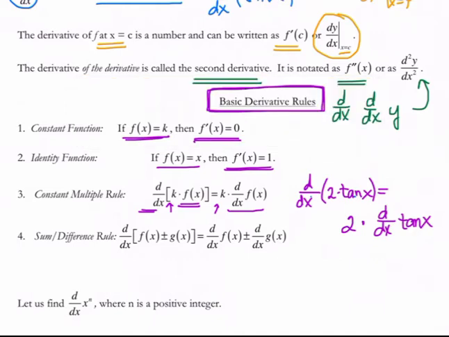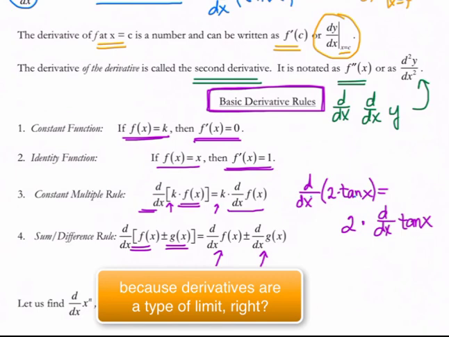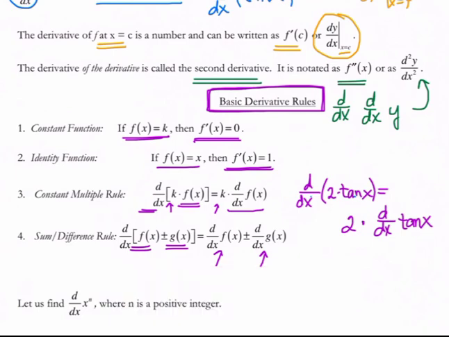This will be extremely useful. And the sum and difference rule says if you're taking the derivative of 2 functions that are being added or subtracted together, you can just take the derivative of each part separately. There are ways in which these are similar to the limit rules that you learned last year. Derivatives are more complicated than limits, but it's unsurprising that there are similarities. So we will work with these soon.